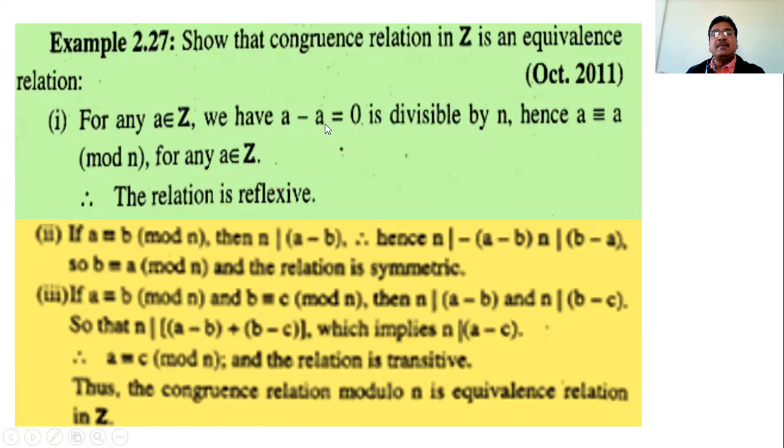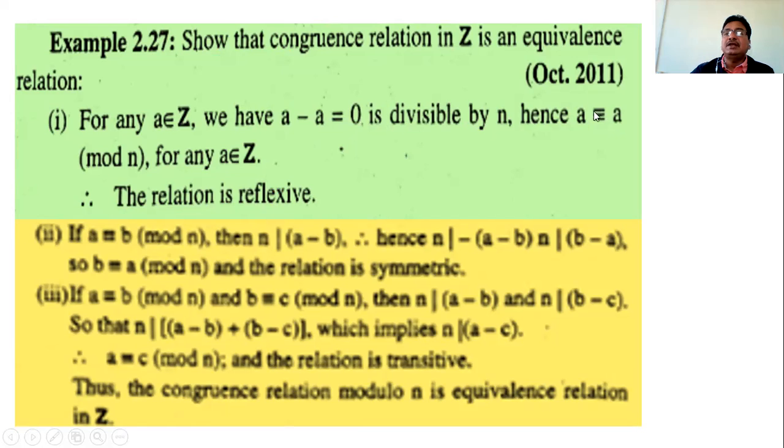Then a minus a is 0, and 0 is divisible by n. That is, n divides a minus a, and therefore a is congruent to a modulo n for any a belonging to Z. Why is a congruent to a modulo n? Because n divides a minus a, that is 0. 0 is divisible by every integer, and therefore the relation is reflexive.